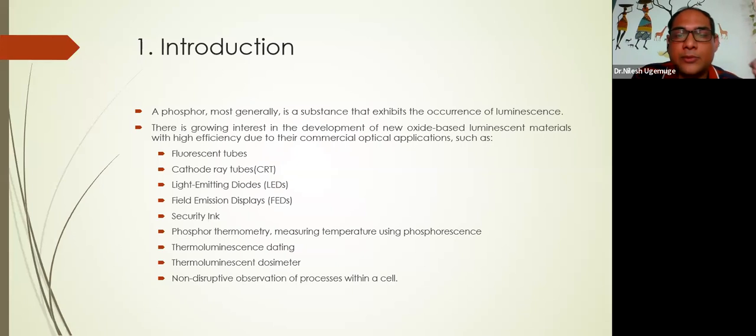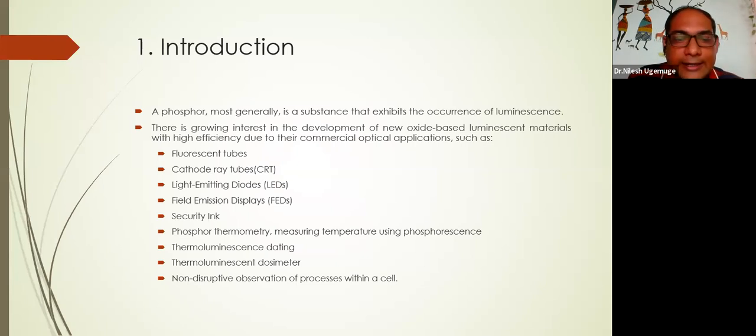Then there is phosphor thermometry, measuring temperature using phosphorescence. As we know, we have thermometers that are mercury based, but we can develop some thermometers with the help of phosphor materials as well. So there is no need to use mercury in future. Mercury is very dangerous for the environment, and the disposal of mercury is really difficult. That is why people are trying to replace the mercury based thermometer by using phosphorescence, as I said, phosphor thermometry. So that is one more field.